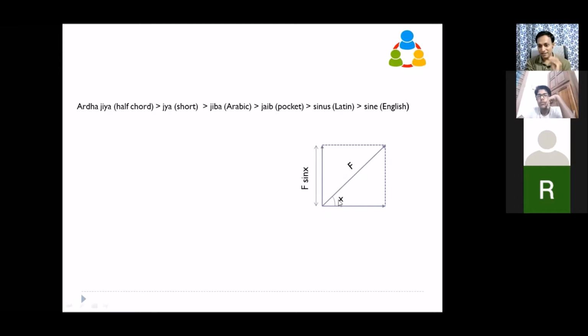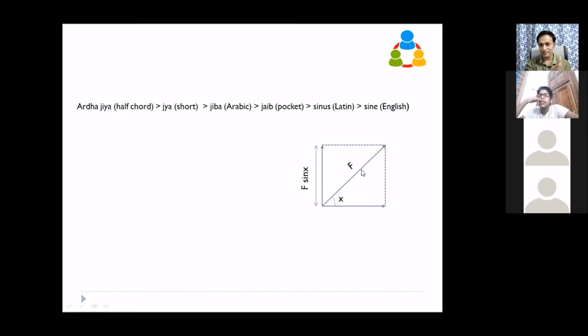And this X, when this X is 0, what will happen to the sine value, we said? When this X is 0, this F falls here, on this horizontal axis. So what happens to the sine value? It becomes 0. It is simple common sense. When X is 0, this F falls here, so you don't have any component here.